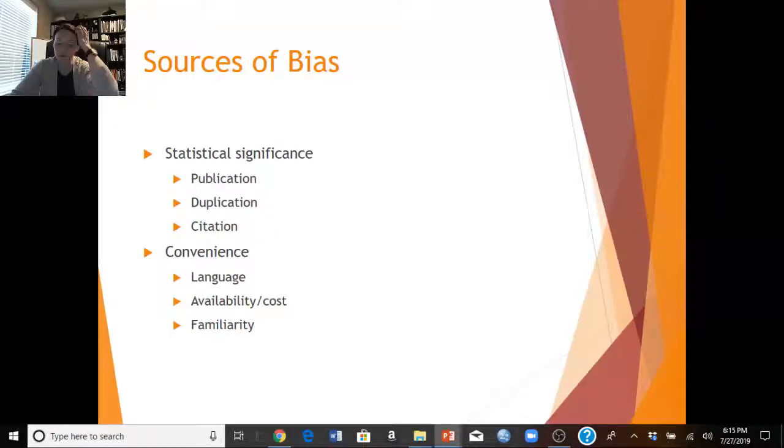We also have availability and cost. So what this means is we tend to code things that we can find easily and things that don't cost us anything. So luckily for us, we have an amazing library system, and we can get most things that we need through the interlibrary loan process free of cost. However, that's really not the case for other institutions, and some folks end up having to pay dearly for each ILL request that they submit.